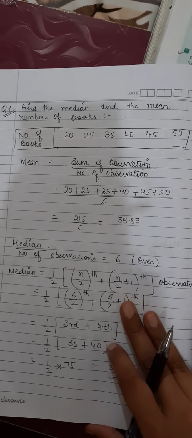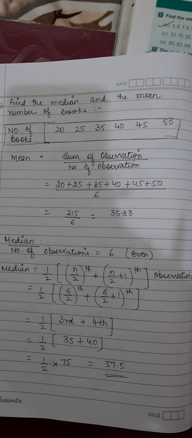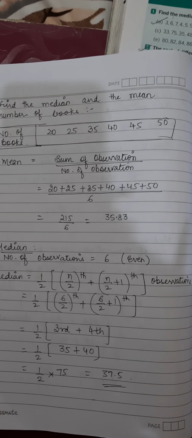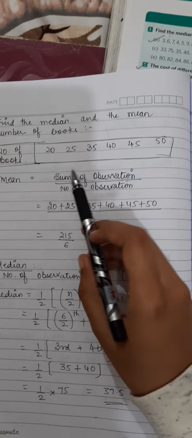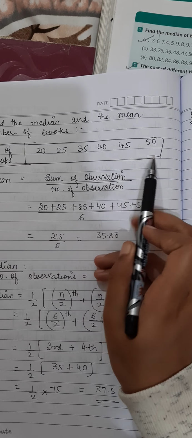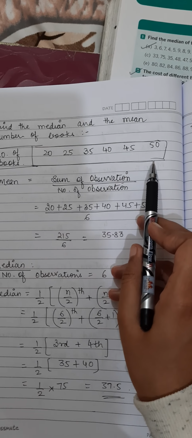Now let's move to question number 4. Question number 4 is also of the same concept. You have to find the median and the mean from the given observations. Here the number of books is given. The given data is 20, 25, 35, 40, 45, 50. This is also arranged in ascending order.